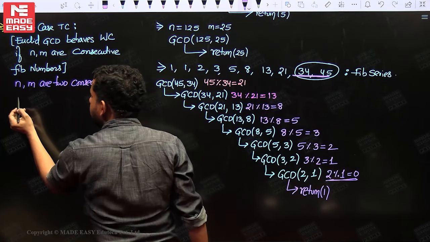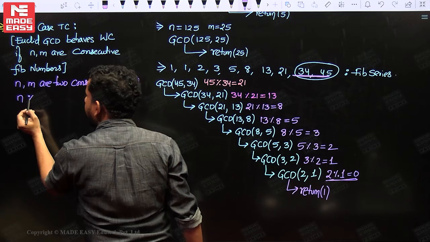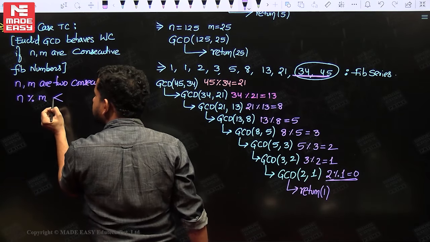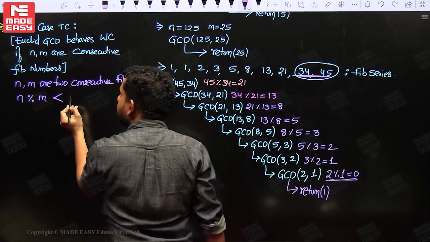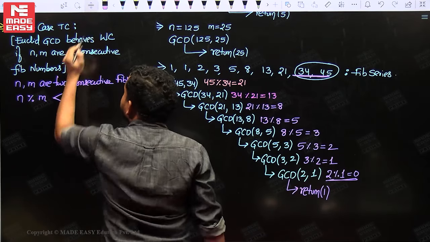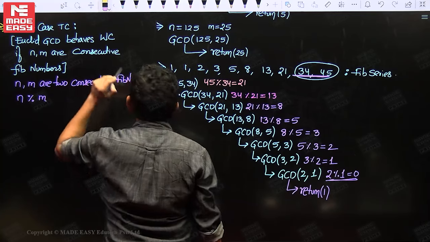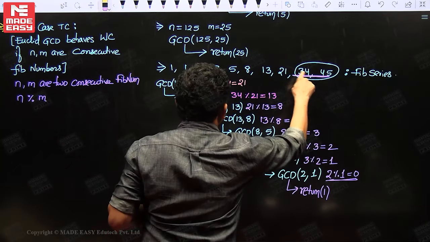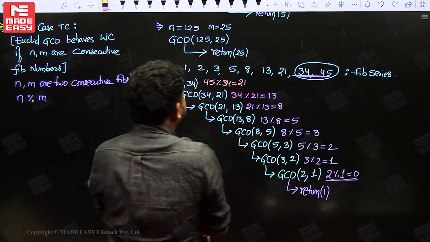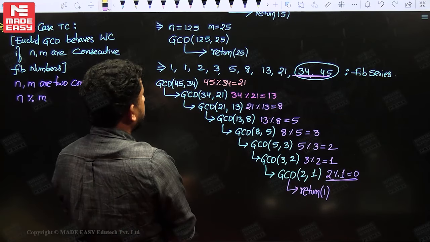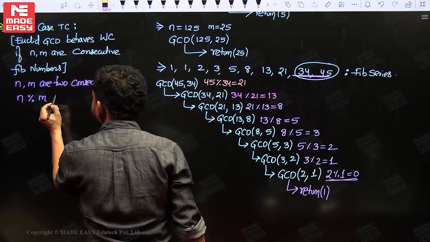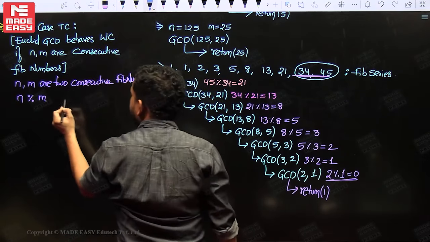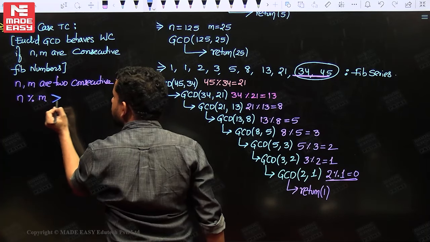n modulus of m is slightly bigger than n by 2. 45 modulus of 34 is slightly bigger than half of 45. So n modulus of m is close to n by 2.